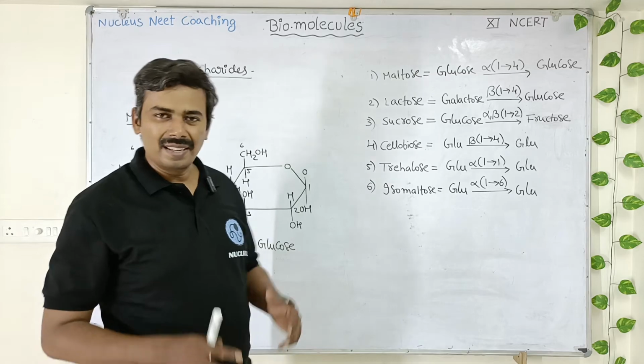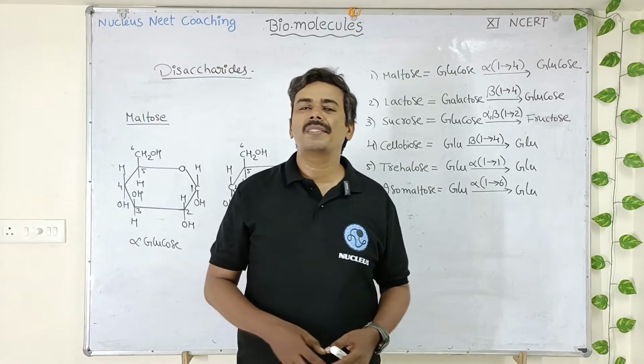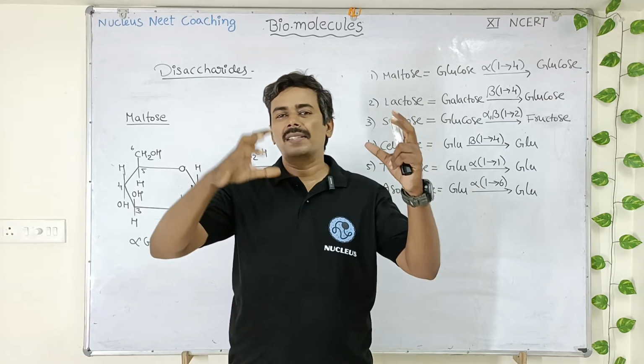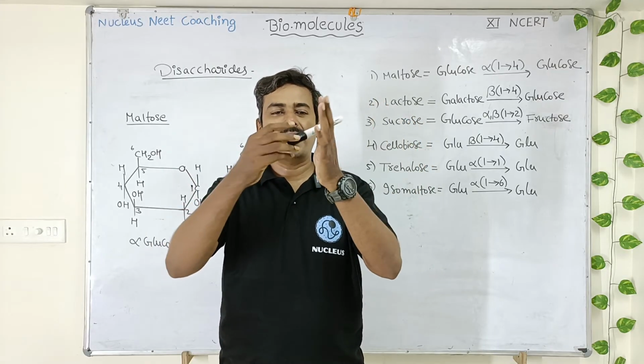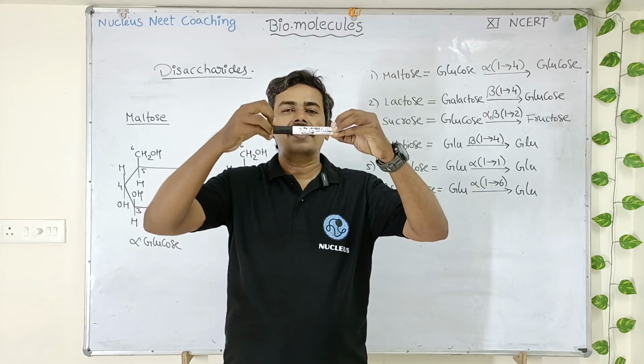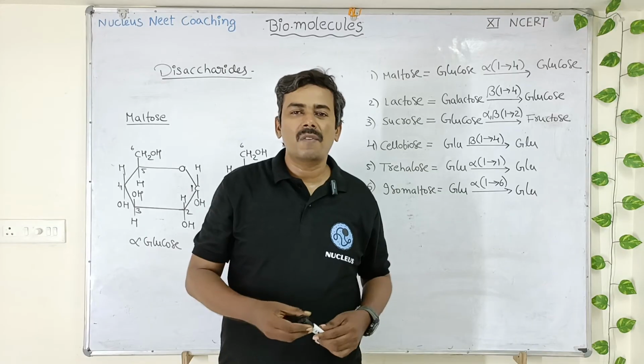Students, now let us discuss disaccharides. What are disaccharides? Disaccharides are carbohydrates which are made up of only two monosaccharides. One monosaccharide is attached to another monosaccharide by a bond called a glycosidic bond. Let us see some of the examples.